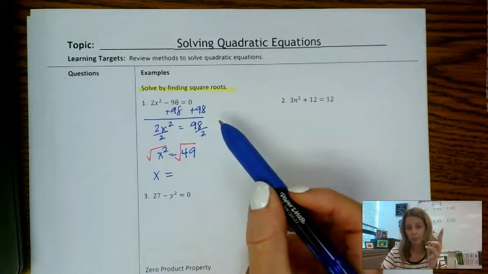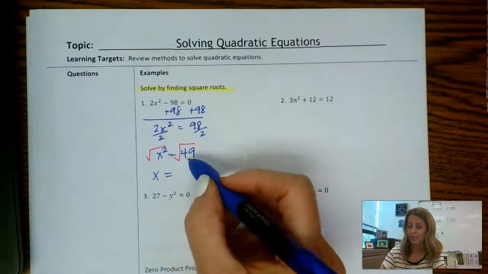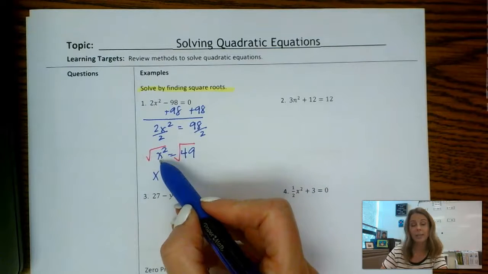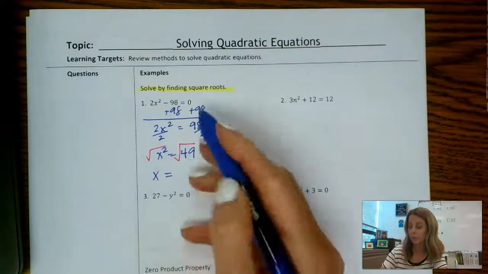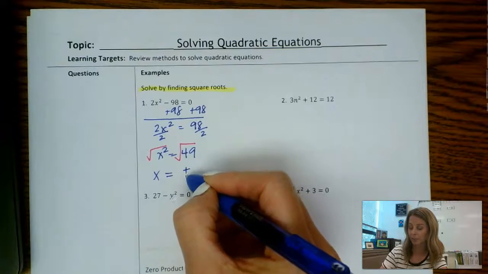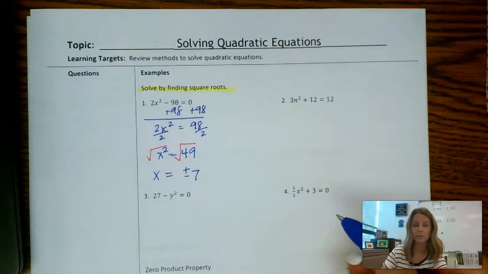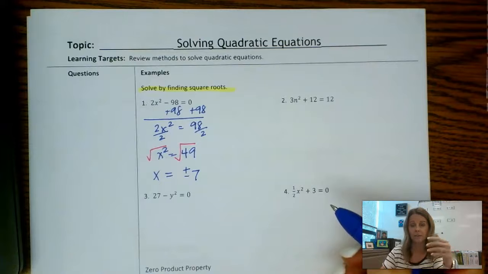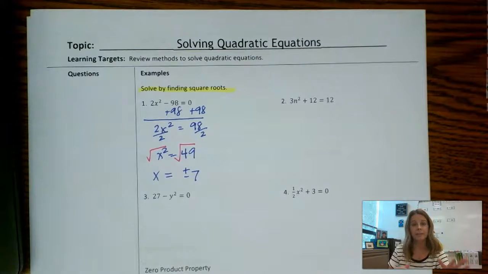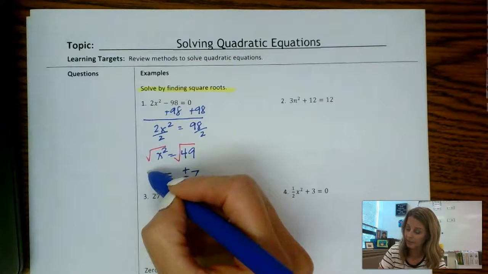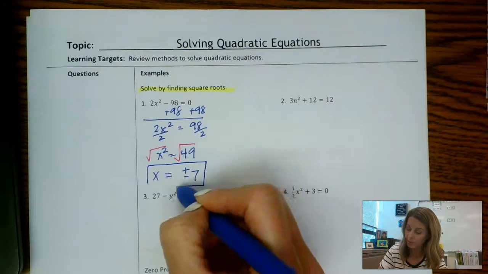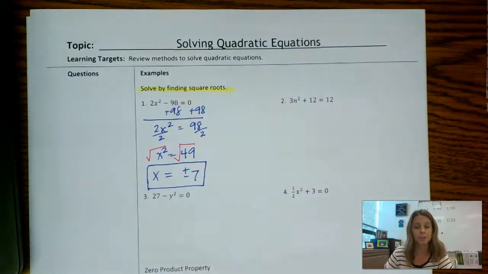But there are two solutions because when you take the negative 7 and square, you also get 49. So we're going to write that as plus or minus 7. So we would write it as a positive, negative. We would say plus or minus. You can also write x equals 7, x equals negative 7. But I want you to be familiar with that notation, plus or minus 7.